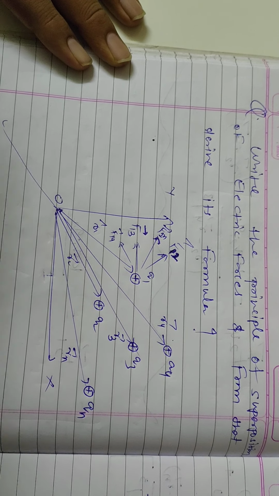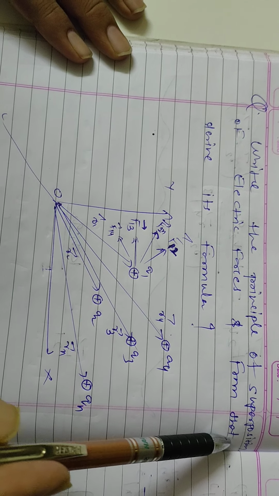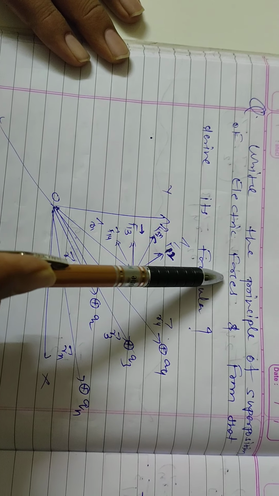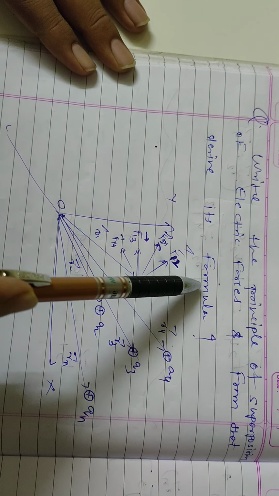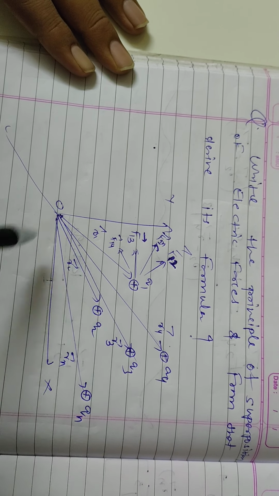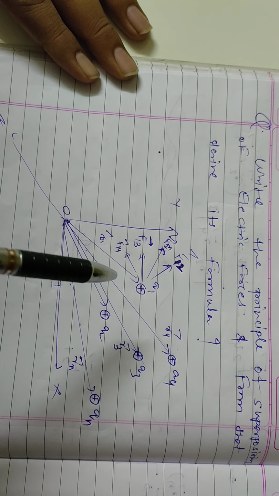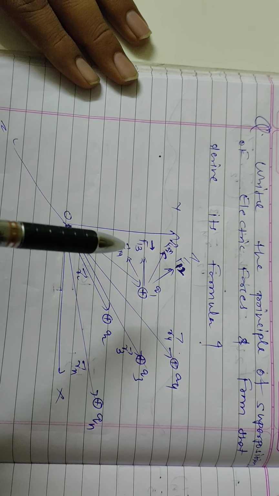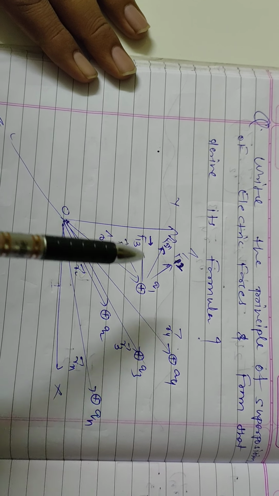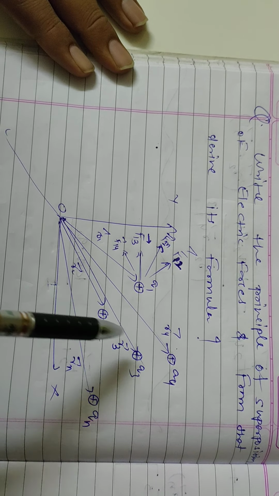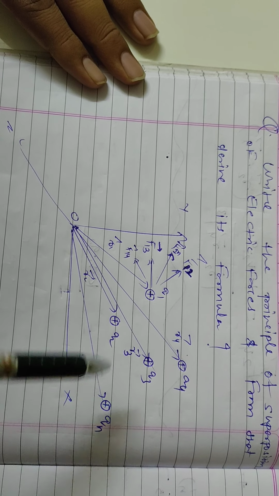Now the second question is, write the principle of superposition of electric forces and from that derive its formula. So here we have a system of charges which consists of n number of point charges: Q1, Q2, Q3, Q4 up to Qn.